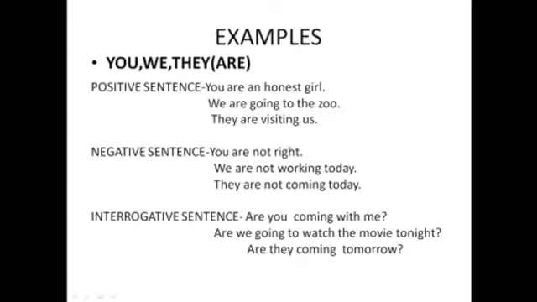Now let's look at some examples with the subject you, we, and they. So you need to use are along with you, we, or they. So for positive sentences, you can use are, and some examples are you are an honest girl. We are going to the zoo. They are visiting us.